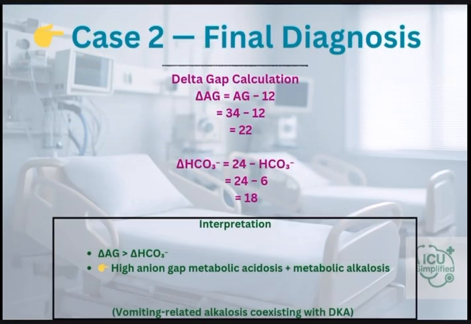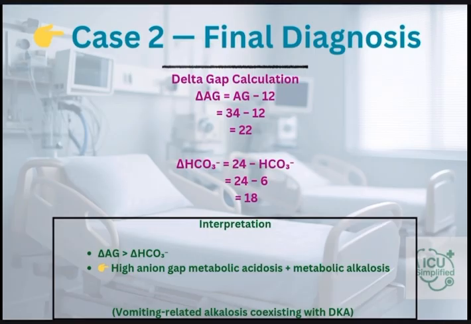Let's now arrive at the final diagnosis for case 2 using the delta gap. First, we calculate the delta gap by subtracting 12 from the measured anion gap. With an anion gap of 34, the delta gap comes out to 22. Next, we calculate the delta bicarbonate by subtracting the measured bicarbonate from 24. With a bicarbonate level of 6, the delta bicarbonate is 18.